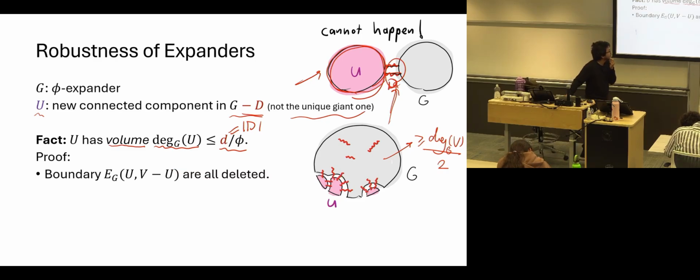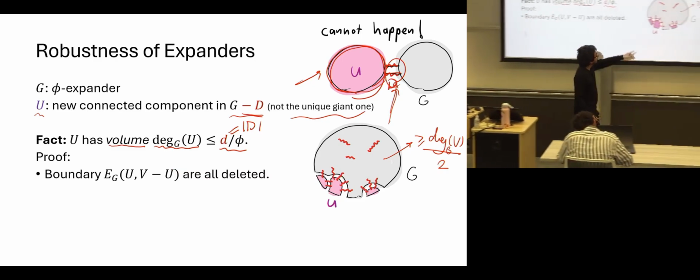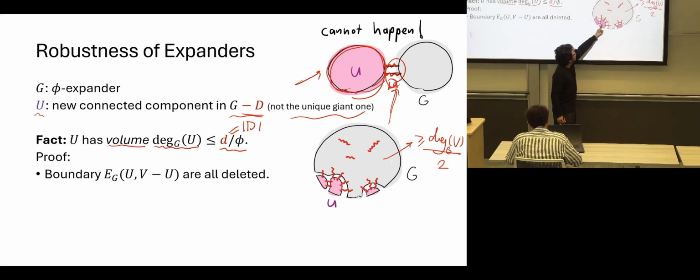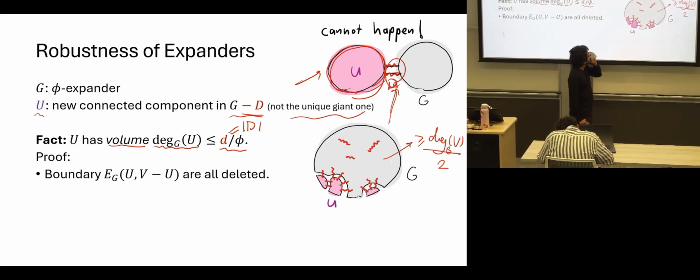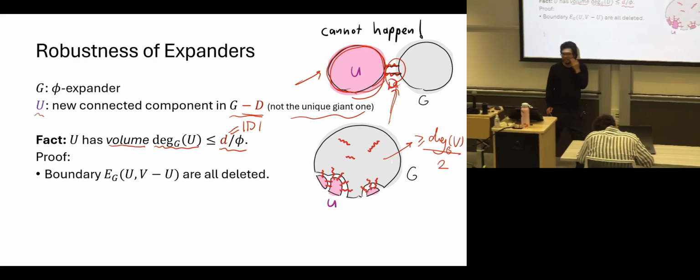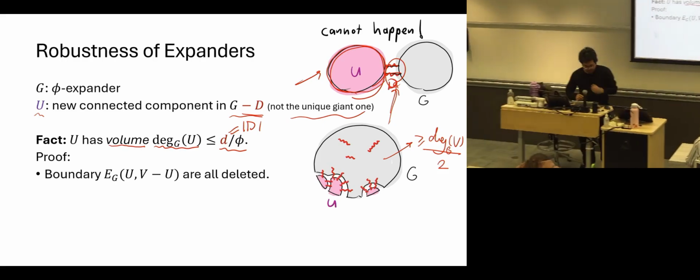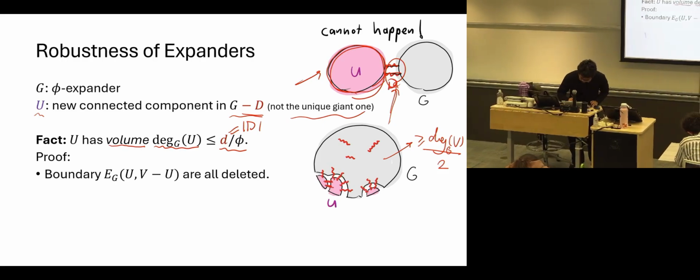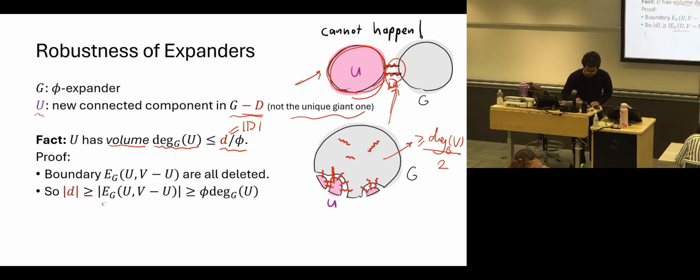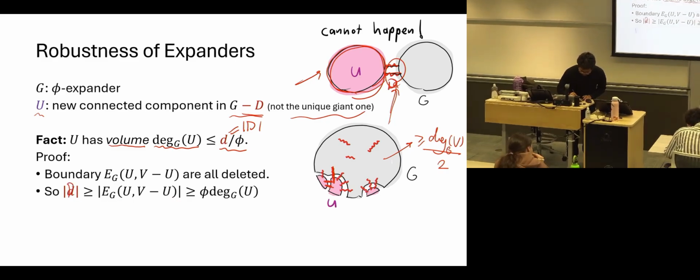So let's look at some component U, maybe this guy. The point is that all the boundary of U are all deleted, right? So the boundary of U has size at most d, which is just the size of D here.